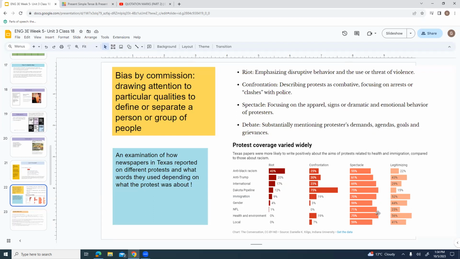So if you look at this, you can see spectacle is consistently the highest one. So in other words, they're covering the protest depending on how eye-catching it is, rather than how legitimate the arguments are, which is a shame.